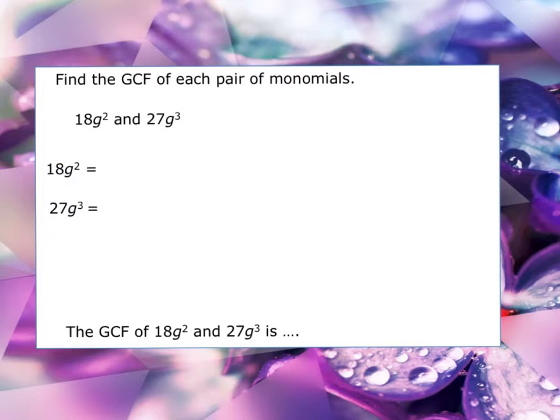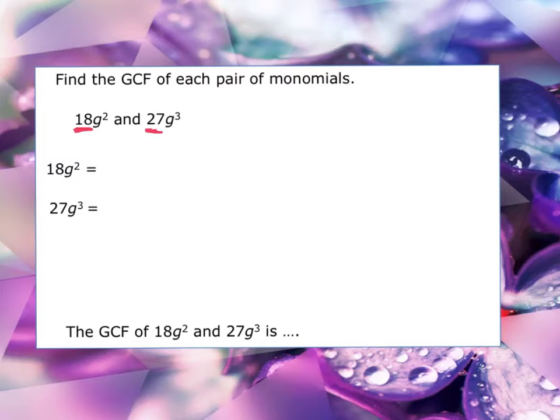On the last example, I used prime factorization to come up with the GCF for a pair of monomials, and I did it the long way. So for this example here, we're going to find the GCF of 18g squared and 27g to the third, but I'm going to use a shortcut. And really the shortcut is just you thinking about it. So look at the numbers first, look at the coefficients. Look at 18 and look at 27. What number will go into 18 and 27 evenly?